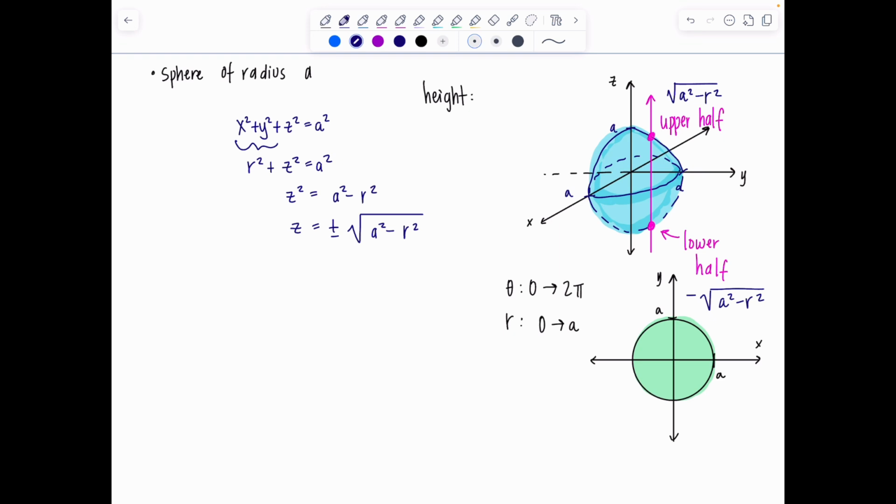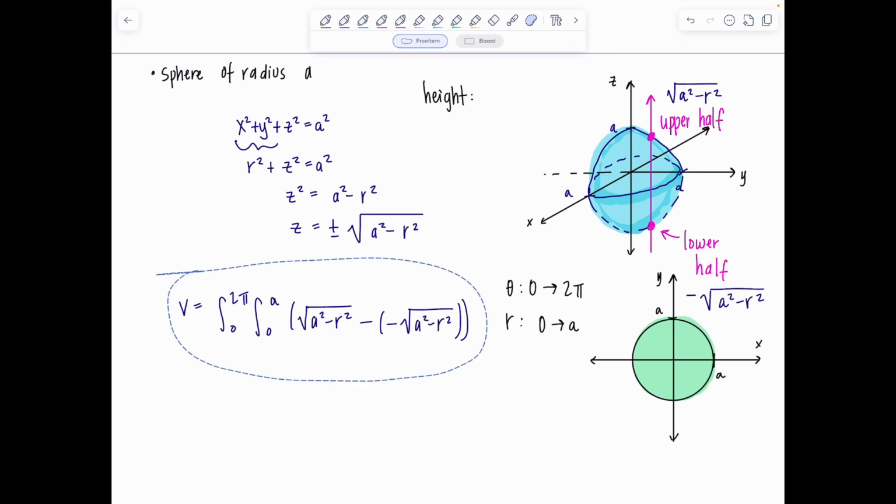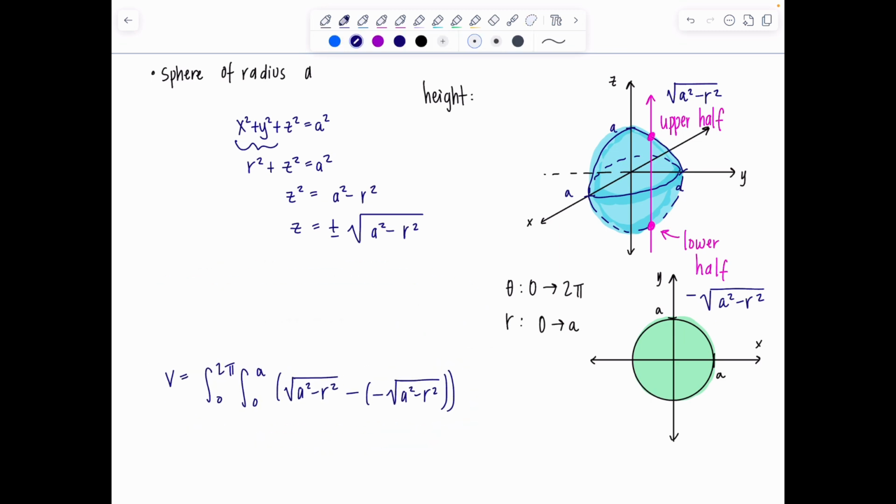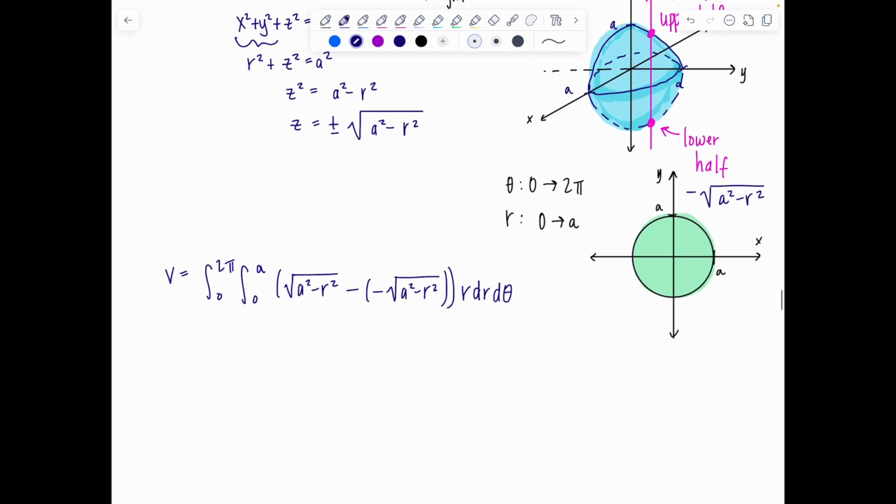Sphere of radius A will have volume 0 to 2 pi, 0 to a, top, square root of a squared minus r squared, minus bottom, negative square root of a squared minus r squared. And then I need r dr d theta. This needs to move immediately. R dr d theta. Are we all right? We're great, Professor V. Oh, good. Okay, this is going to give me 2 of the same. So let me take a 2 outside.